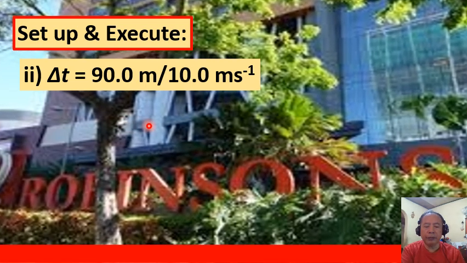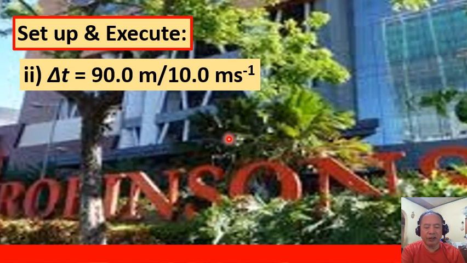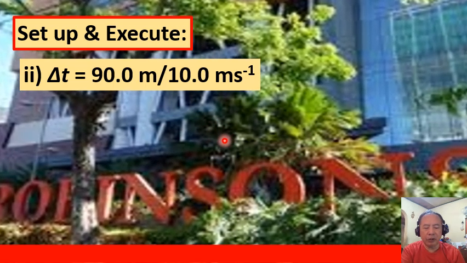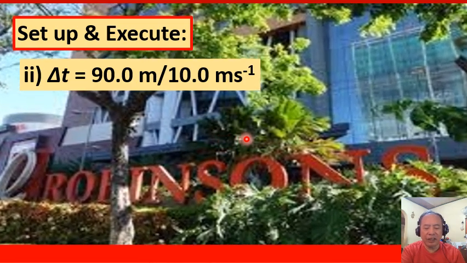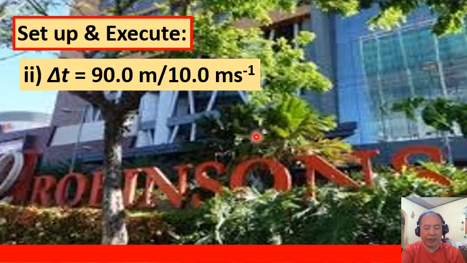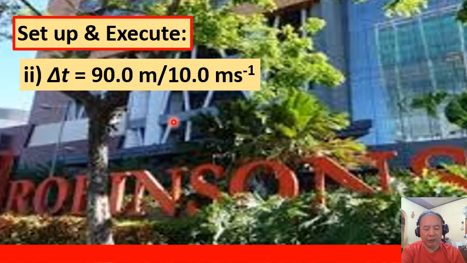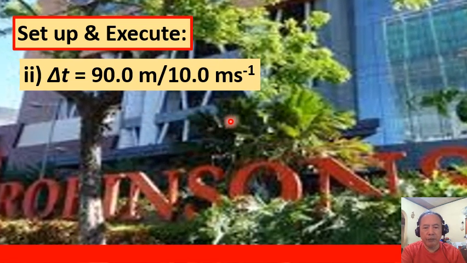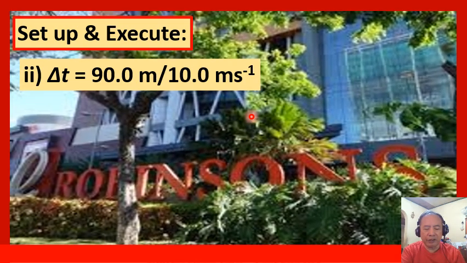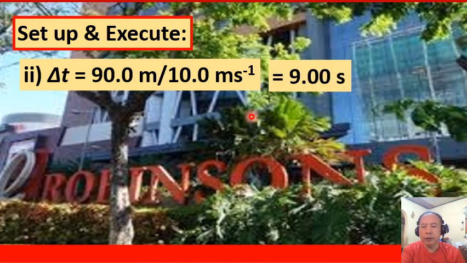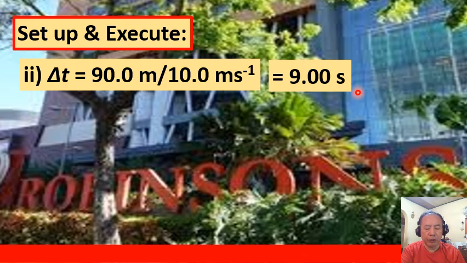If it were a 100.0 meter race instead, for the same maximum average acceleration and the same maximum speed of 10.0 meters per second attained in the same time interval 2.00 seconds, this sprinter would be running 90.0 meters at a constant top speed of 10.0 meters per second. All right, for a delta t equal to 9.00 seconds, also rounded to 3 significant figures.